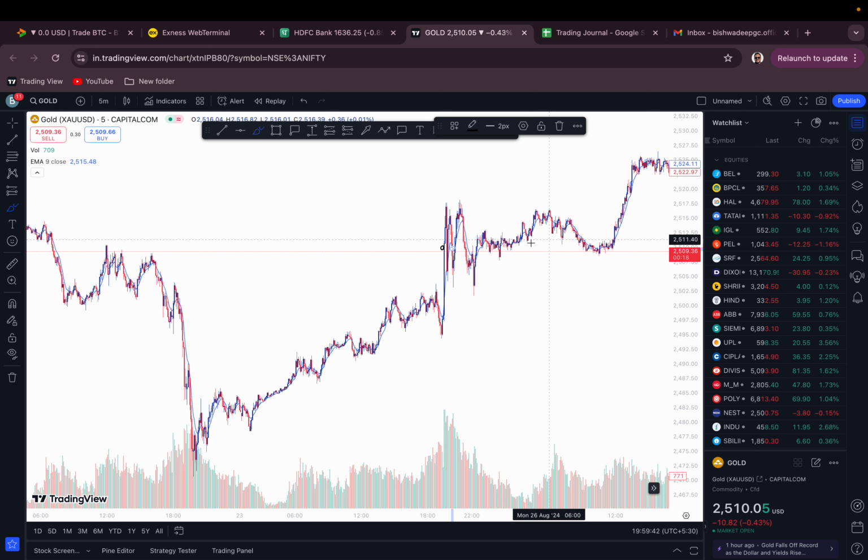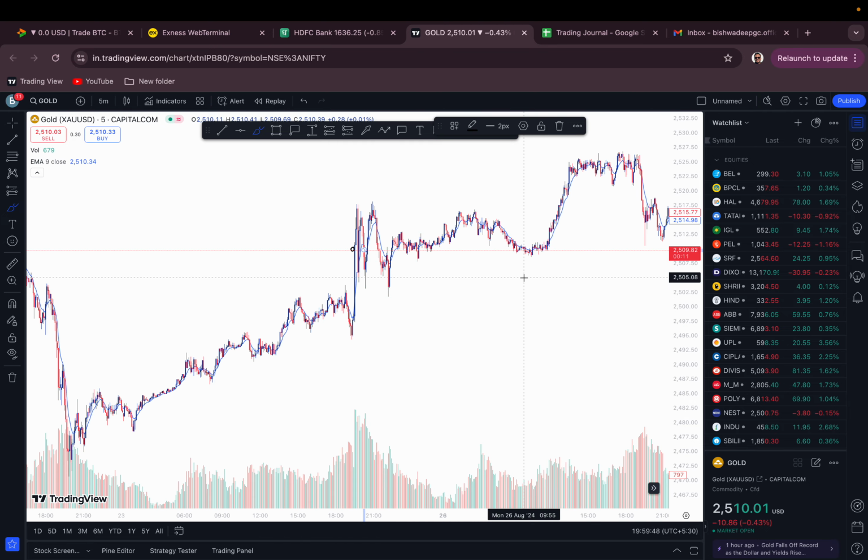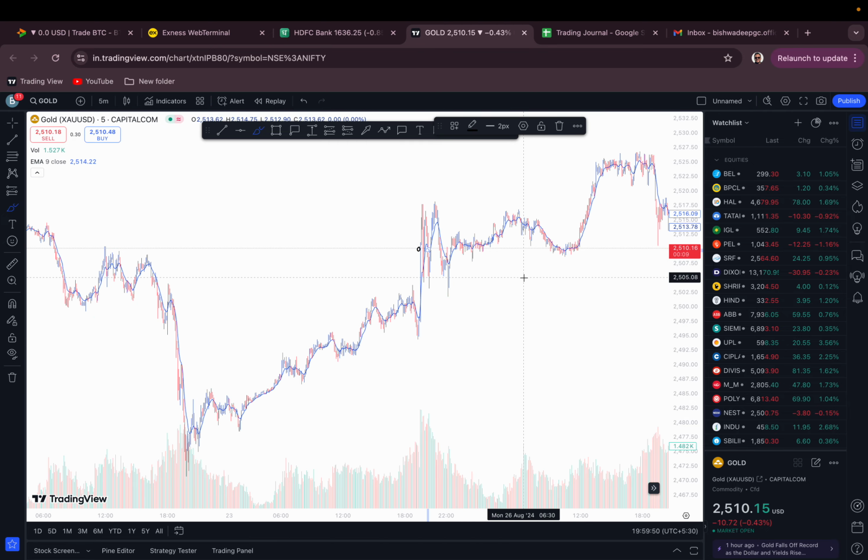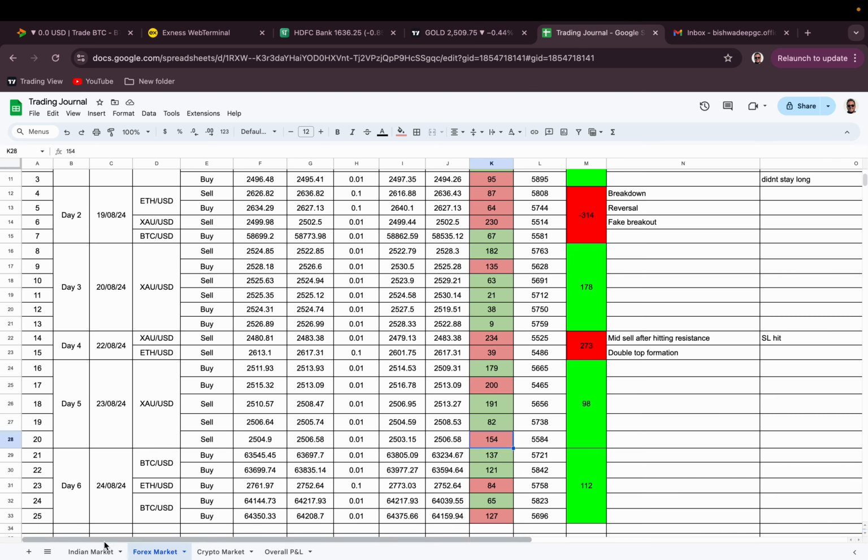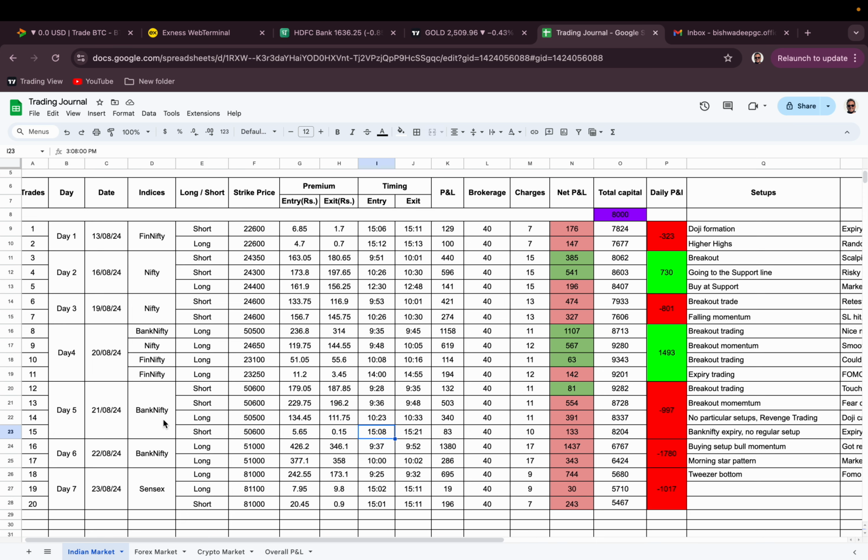So today is my day 5 of making 10 lakhs from 20,000. Today I will start with the Bank Nifty analysis that I have done the trading on 21st of August. Bank Nifty expires on every Wednesday. So on 21st it was the Wednesday. What happens exactly on the expiry days?